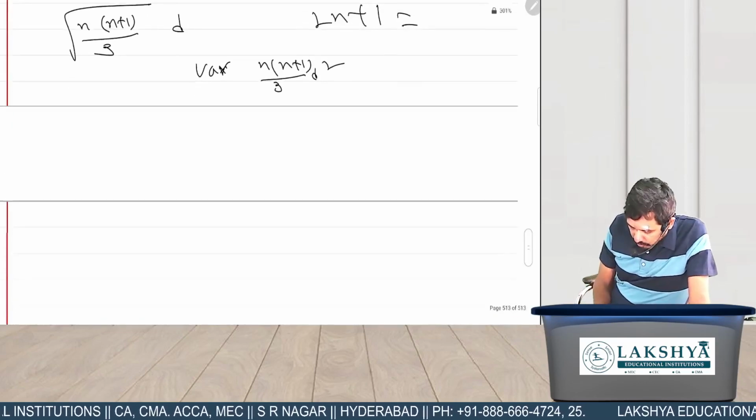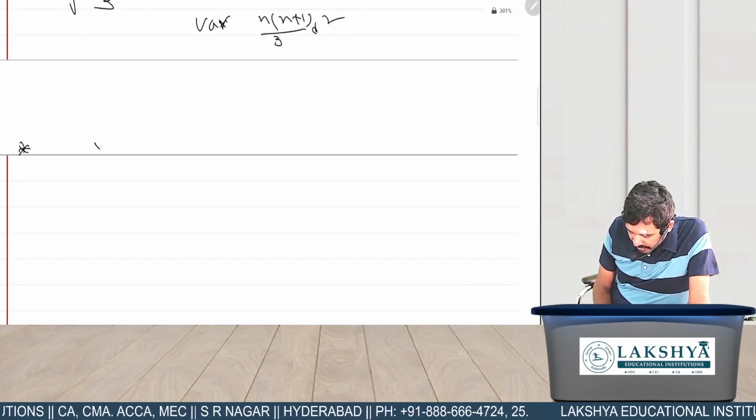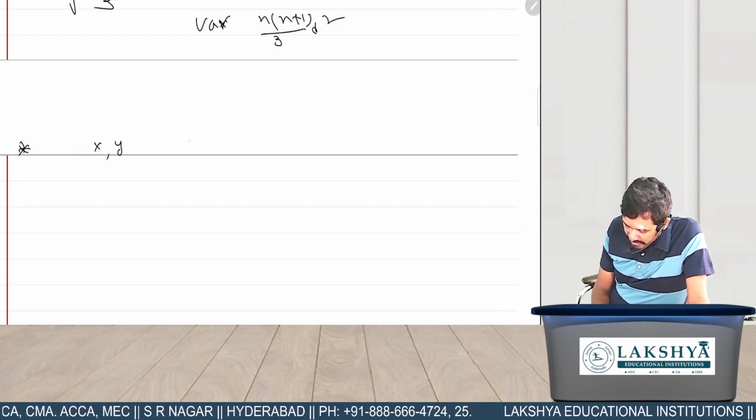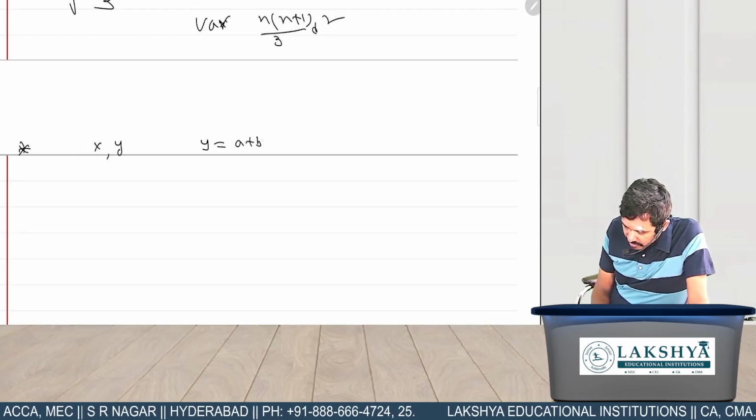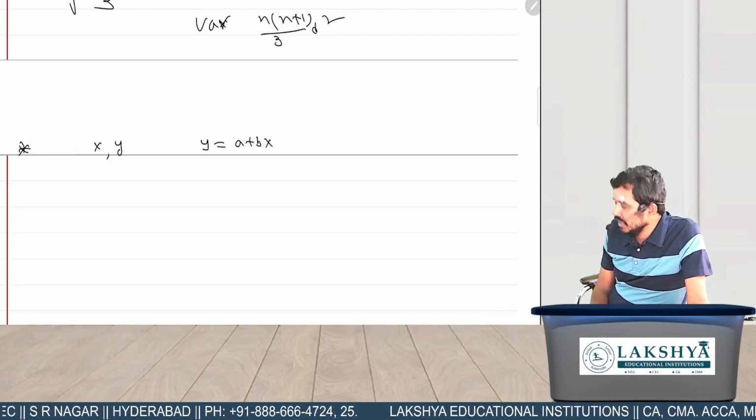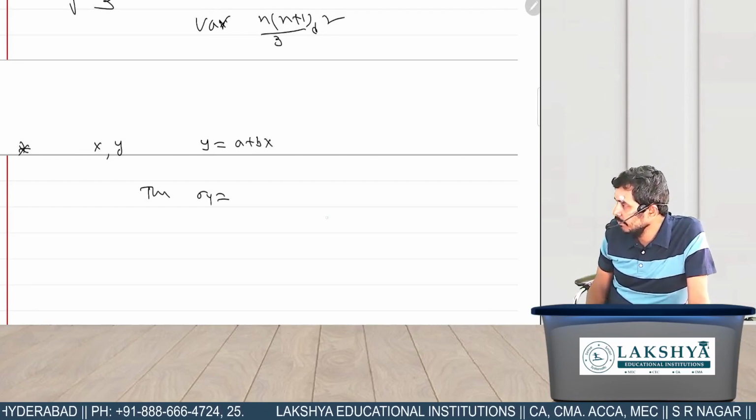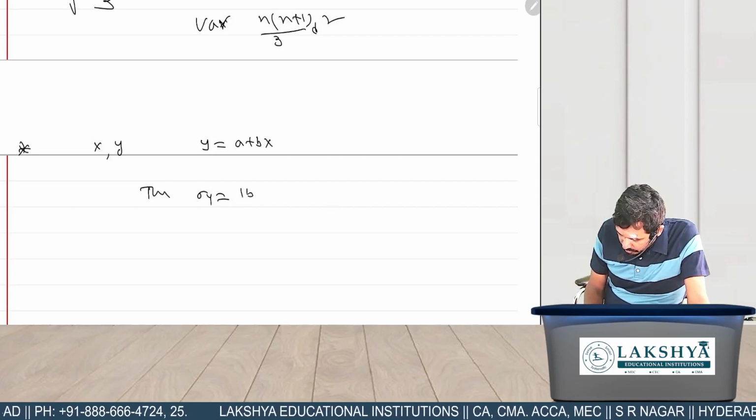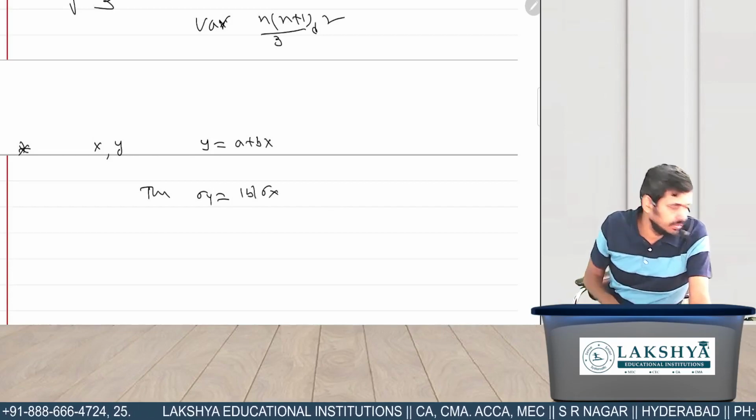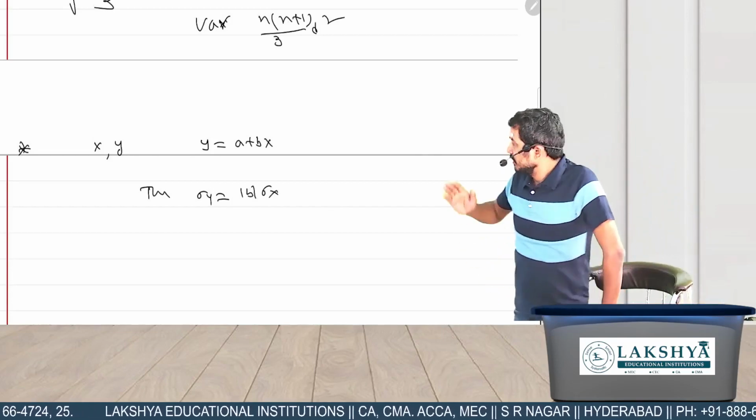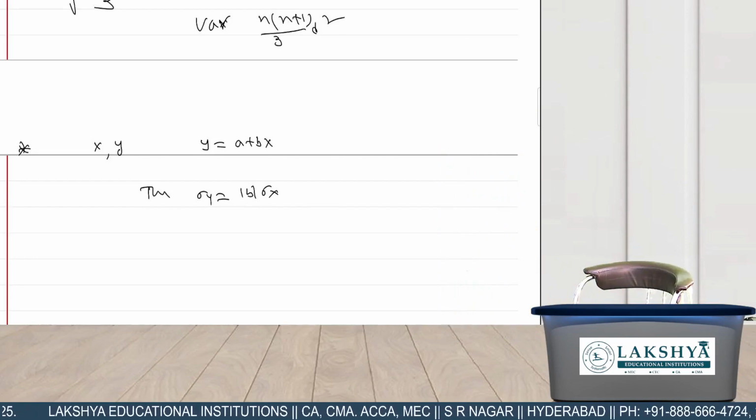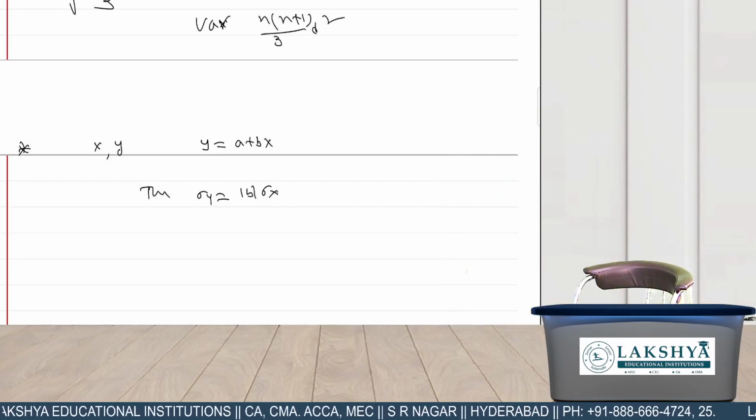Next important point we discuss: the relation between the two variables is y equal to a plus bx. Then standard deviation of y is equal to modulus of b into standard deviation of x. It does not change due to change of origin, but it changes due to change of scale.